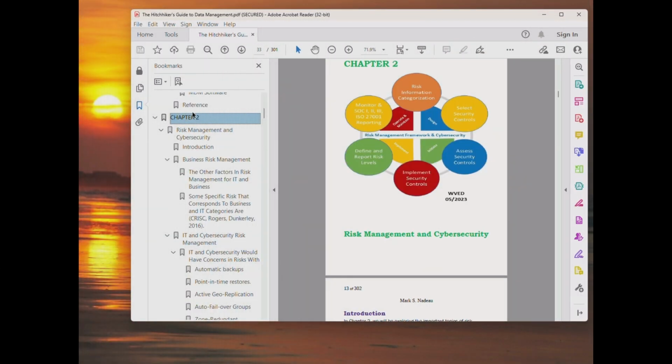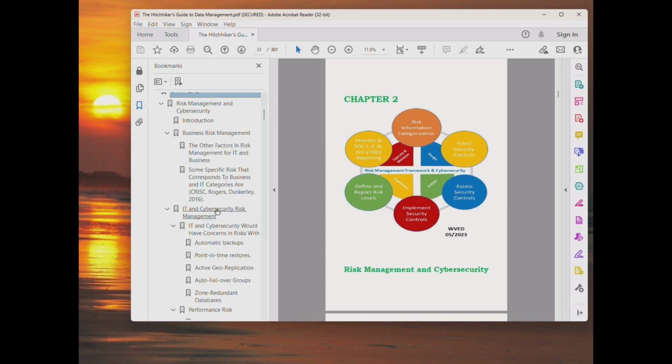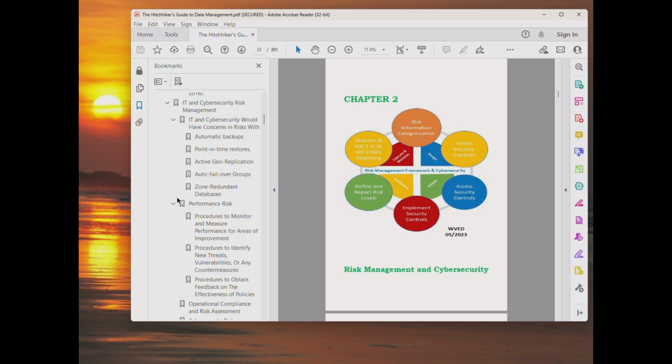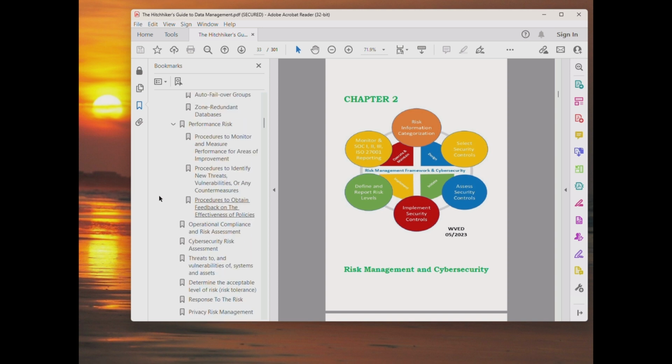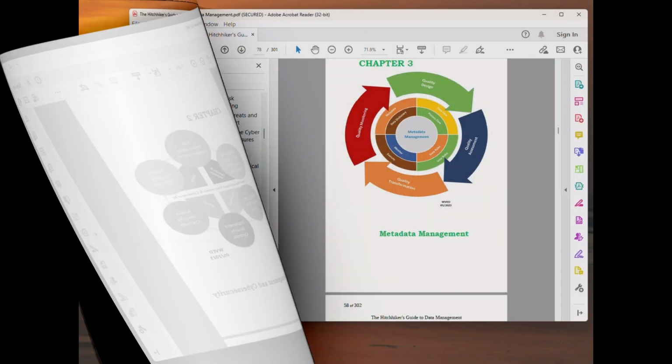Chapter two will be exploring important topics of risk management, cultivating relationships within risk management teams to promote cooperation, cybersecurity and risk management, IT categories, establishing policies, and obtaining effective feedback. These areas are crucial to consider when implementing a data governance program to ensure its success.